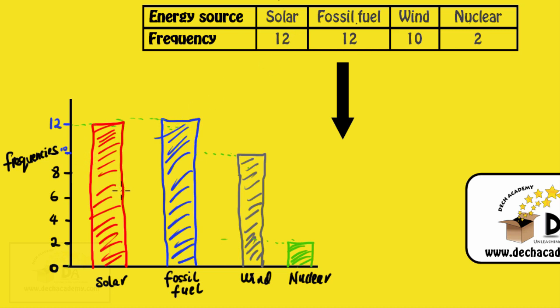From this bar chart, you can easily and quickly tell that nuclear energy based sources had fewer selections, while solar and fossil fuel based energy sources had the highest number of selections. So constructing bar charts is really easy. The conventional one is where you have frequency on the vertical axis and categories on the horizontal axis, and you basically draw vertical bars whose heights correspond to the frequency of the category being represented by that vertical bar.